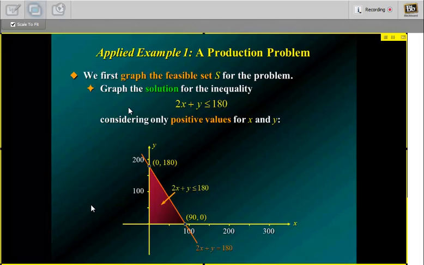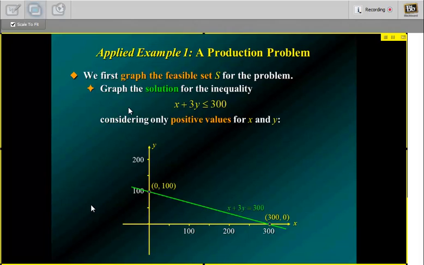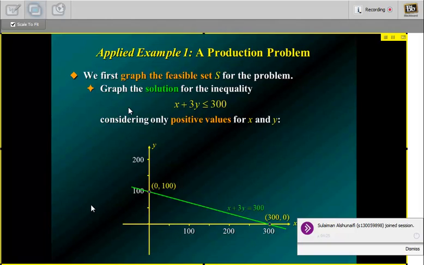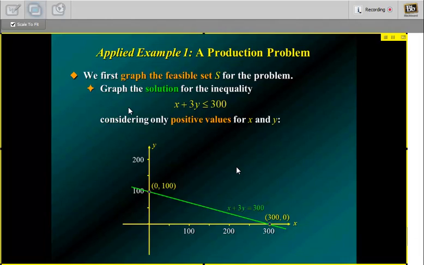Now similarly, for the second line, x plus 3y is less than or equal to 300, we draw the 2 points, and these 2 points are (0, 100) and (300, 0). After that we check whether, if we put x equals 0, y equals 0, then 0 is less than or equal to 300. Our statement is true. So it means the feasible region goes towards the origin. So we draw the feasible region.